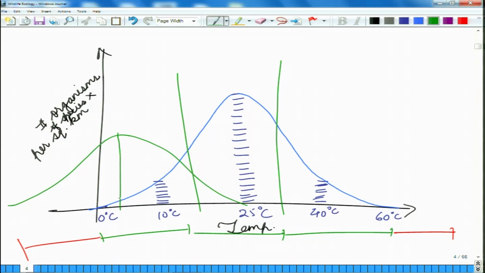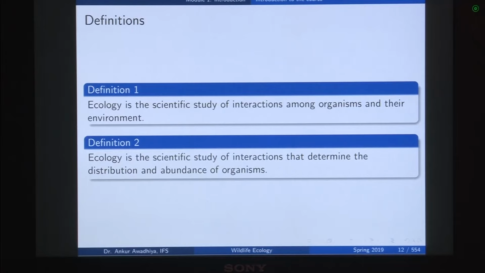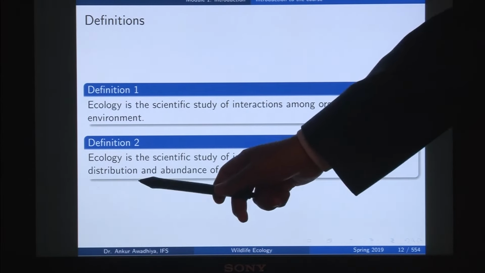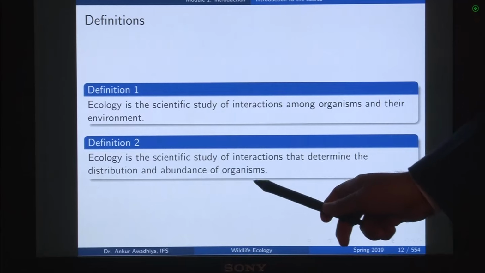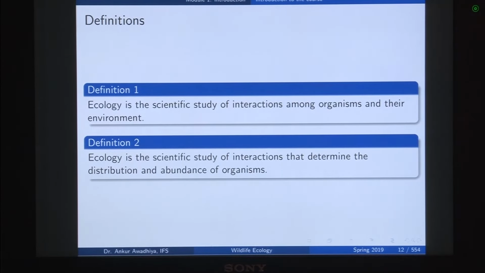Now, when we look at ecology, what we are asking is about the interactions that are determining the distribution and abundance of organisms. So, distribution: what are the areas in which these organisms are able to live, and abundance: what is their number. Now, these are physical factors, but we could also have a number of biological factors.